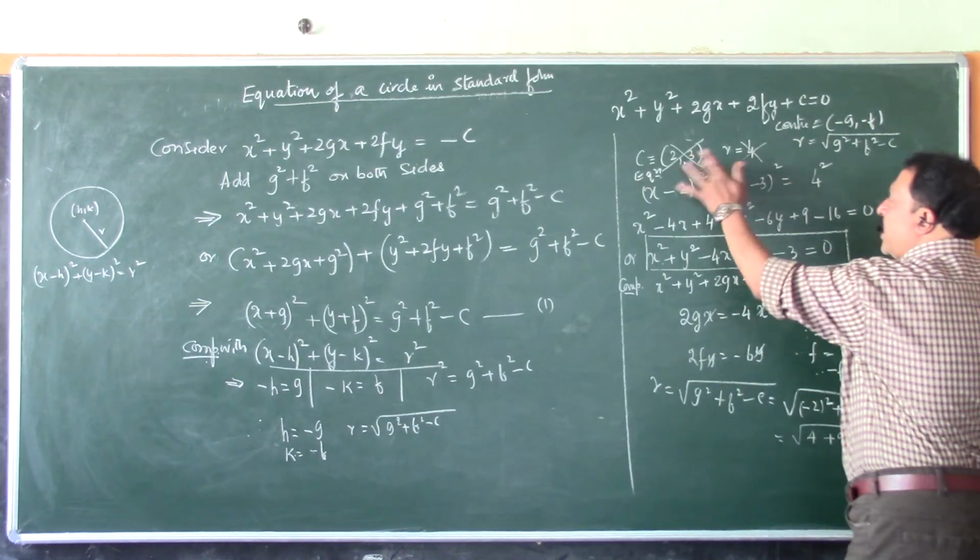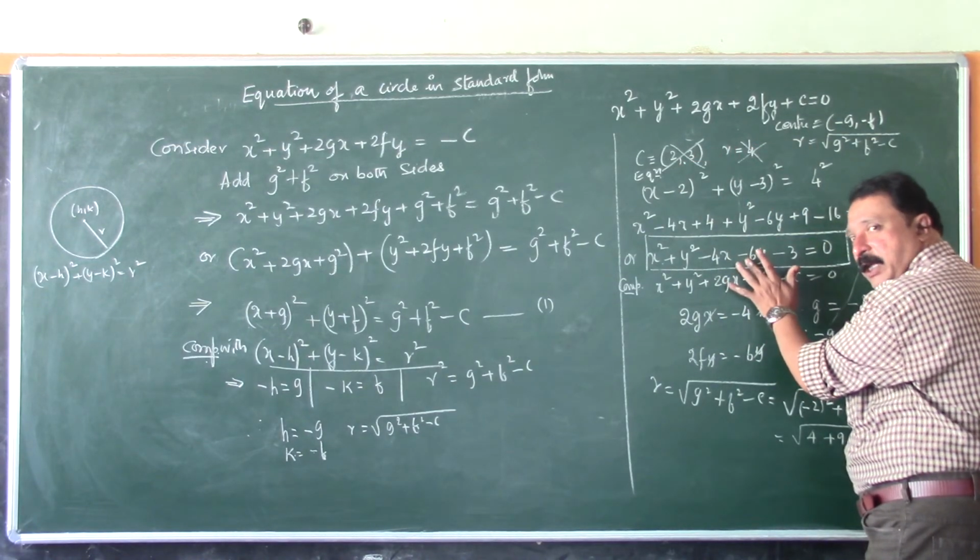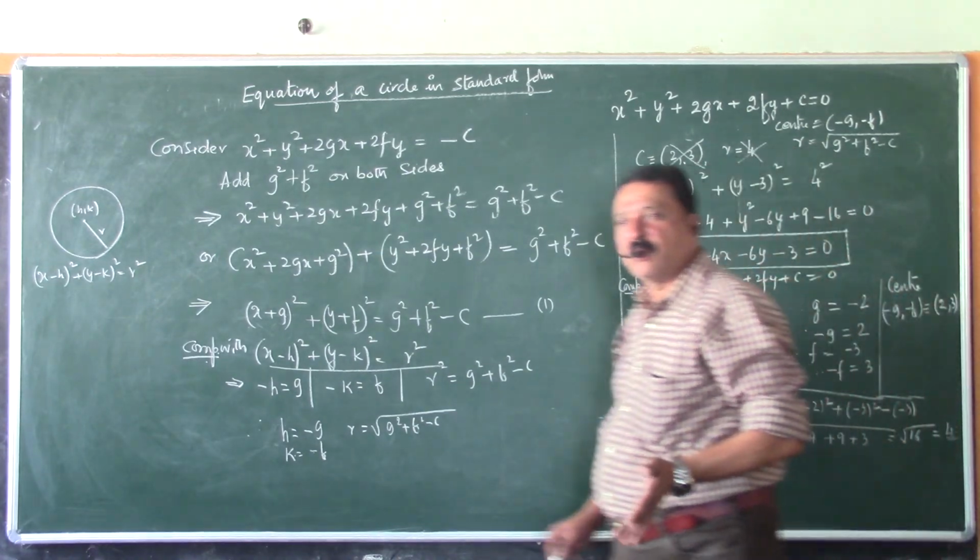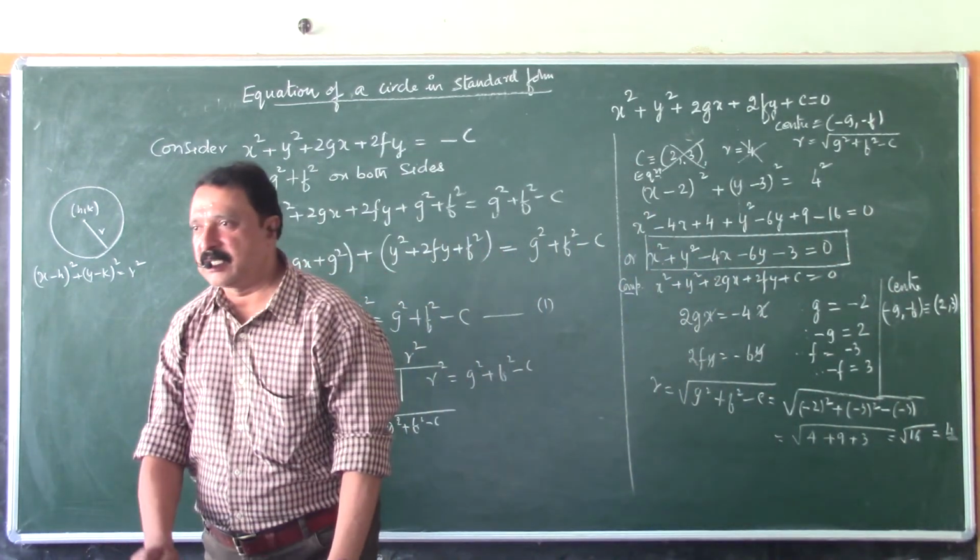So with center and radius we got the equation. From the equation I have also illustrated how to find the center and radius. Okay.